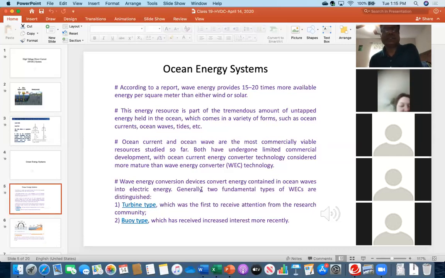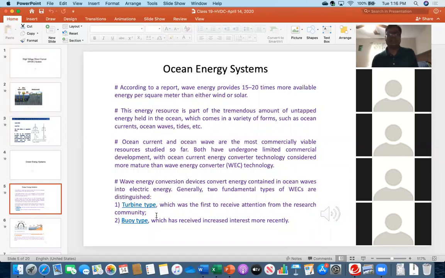Okay, so as I told you, WEC, that is Wave Energy Conversion devices, convert energy that is contained in ocean waves into electric energy. And typically there are two types of WEC system. One is called the turbine type, and the other is called the buoy type. The buoy type has received increased interest more recently, but the turbine type is the most common and the first to receive attention from the research community all over the world.